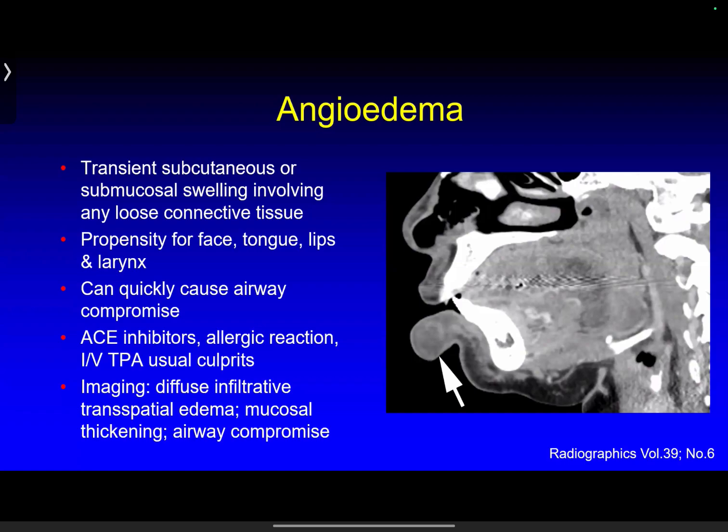On imaging, you just see diffuse infiltrative transfacial edema. You may see mucosal thickening with no enhancement or hyperenhancement and airway compromise. This patient has diffuse swelling or edema of the lower lip. Angioedema due to an ACE inhibitor is a subacute kind of angioedema. It builds up over 1 to 2 days and usually resolves after you stop the drug within a couple of days and with supportive therapy.